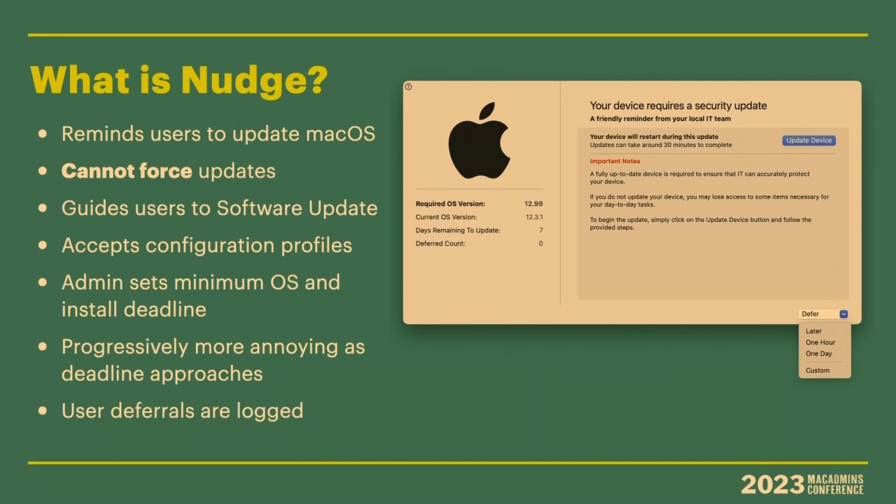And it does log user deferrals. So if the user hits hide or minimize or tries to quit, it doesn't do any of those things. It ignores those things, but it logs them. So if you need a log, you can get an extension attribute to collect that information.